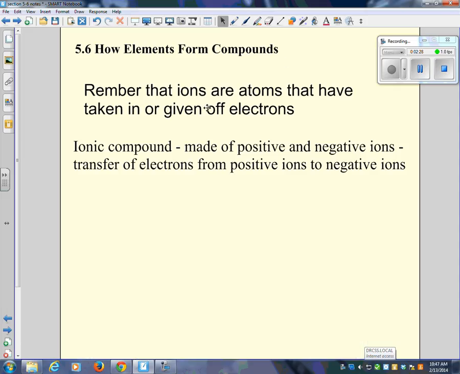So remember, ions are atoms that have taken in or given off electrons. An ionic compound is made up of positive and negative ions. There's a transfer of electrons from positive ions to negative ones. Let's do an example here. And the classic one is sodium chloride, NaCl. This is the most simple, basic ionic compound there is, because everyone knows what sodium chloride is. It's plain old table salt, and it's so simple.